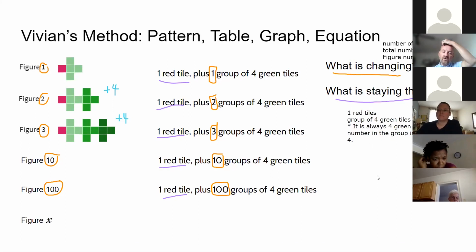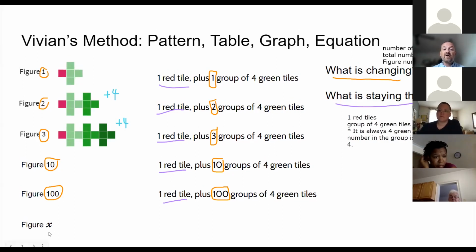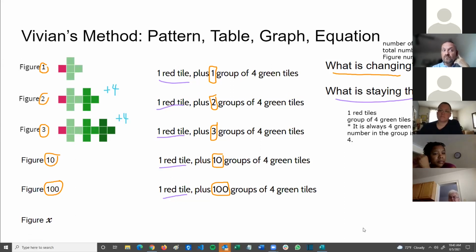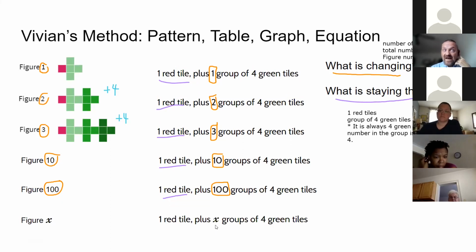What we're trying to do though, is we're trying to figure out how to make a prediction for any number, right? So we looked at 10, we looked at 100. What about X? Because a figure X is any number, right? We could put any number in. So what would we do? 1 red tile plus X groups of 4 green tiles. 1 red tile plus X groups of 4 green tiles.